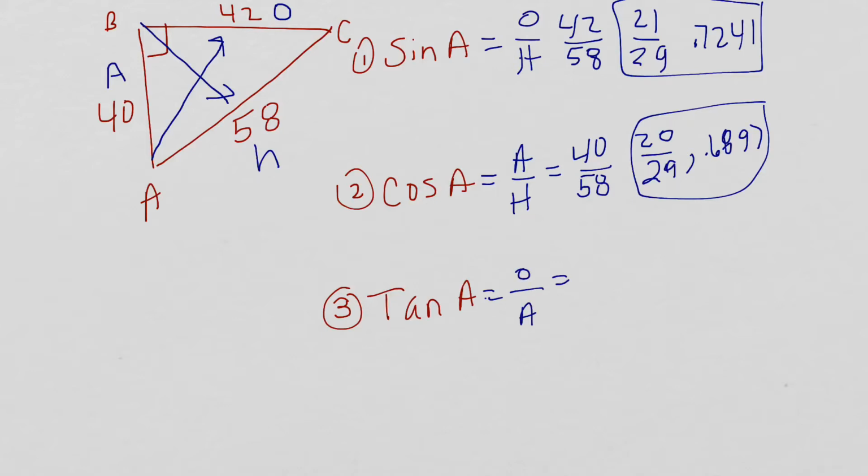For tangent, tangent is the opposite side divided by the adjacent side. Our opposite side is going to be 42. Our adjacent side is going to be 40. We're going to simplify that to 21 over 20. And then our decimal is going to be decimal 1.0500.